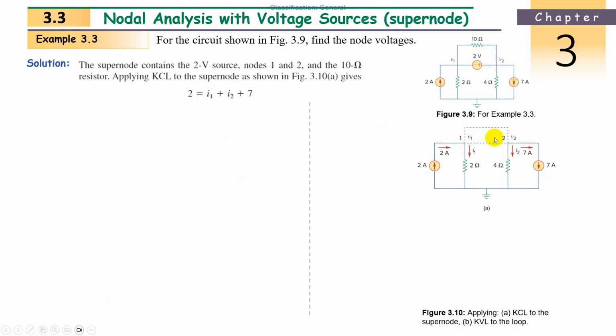How many nodes we have? 2 nodes. How many equations we need? Minimum 2 equations, right? So we got the first equation. We need another 1 equation. So how can we do? Just now express what is I1 and I2 first.